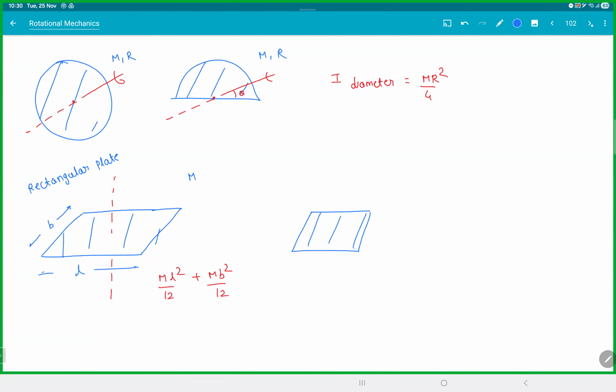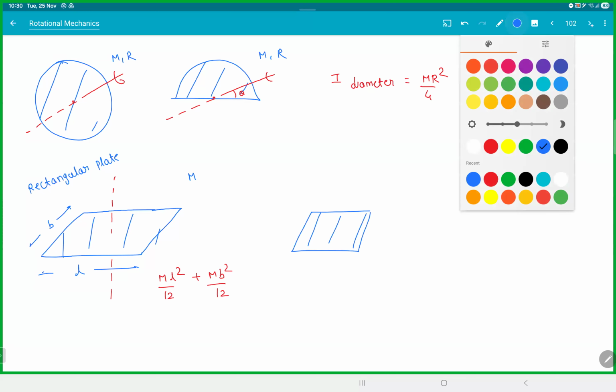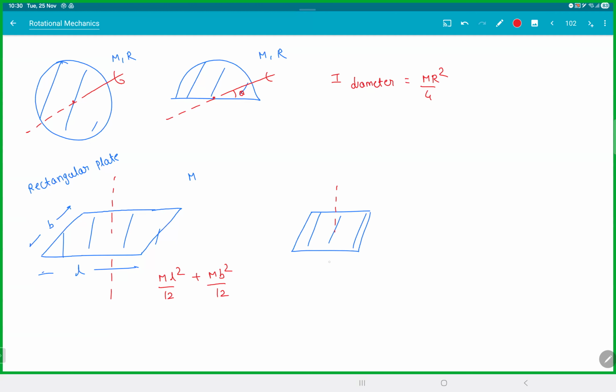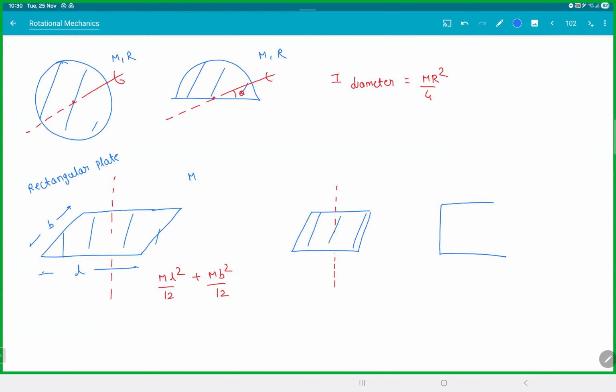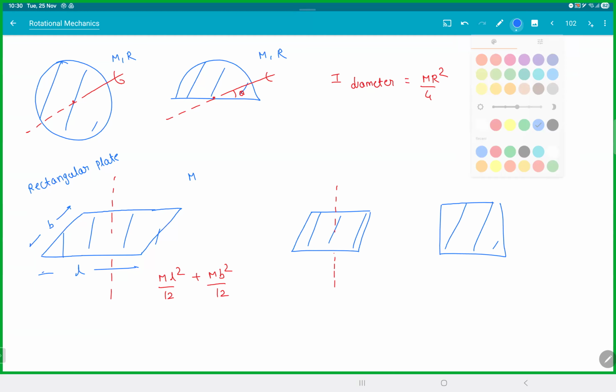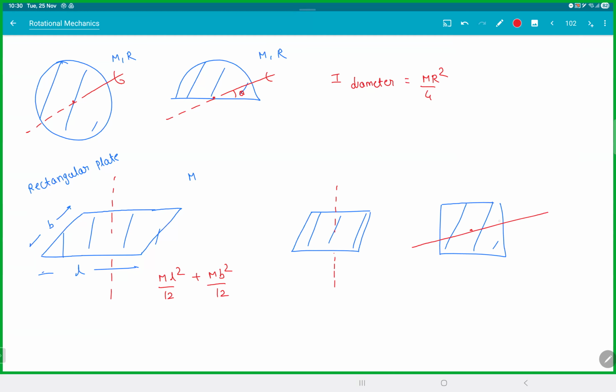If you make this into a square, or if you take a square plate and put it about any axis passing through the center, this will be ma square by 12. This is 6? No, this will be ma square by 12.